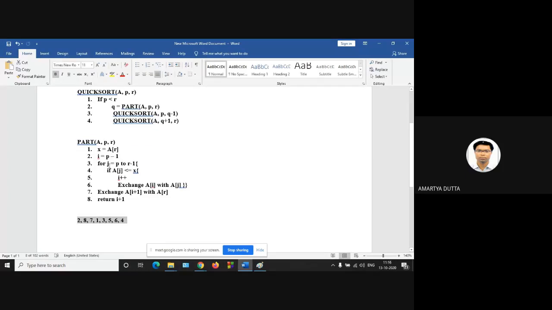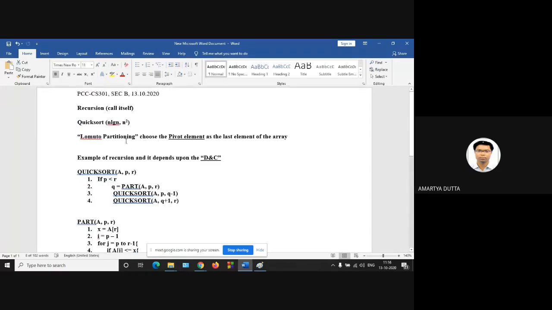Okay. Now the average case, best case, and worst case complexities of quick sort. The average case and best case are n log n, and the worst case is n square. Now this is your homework.